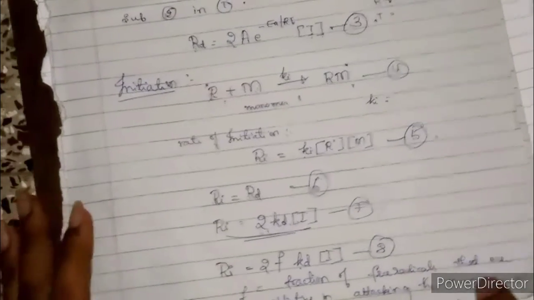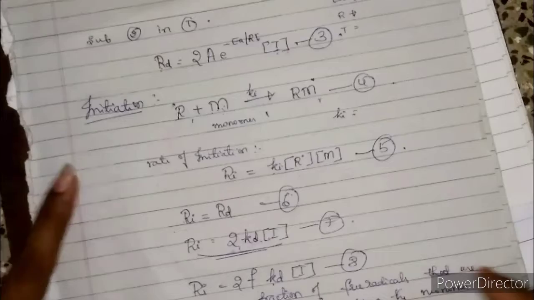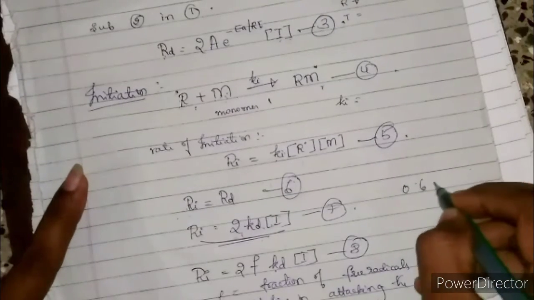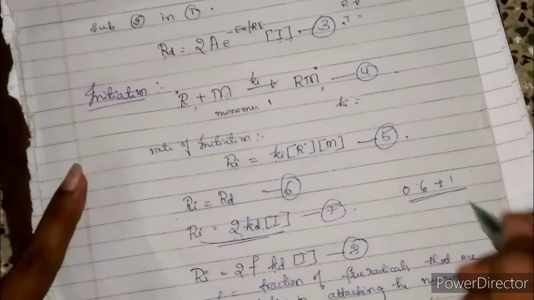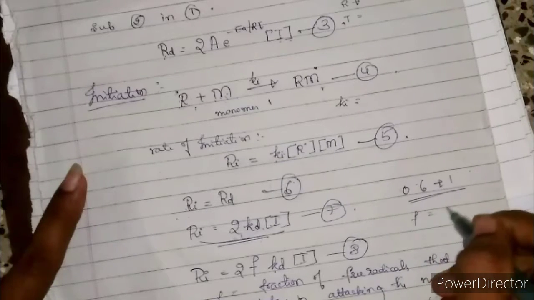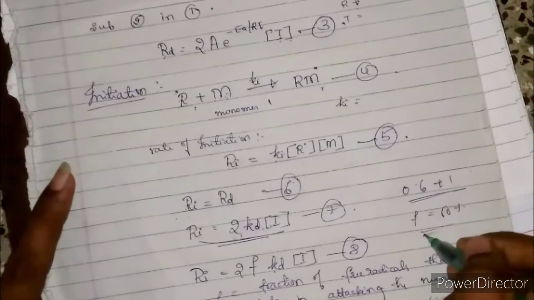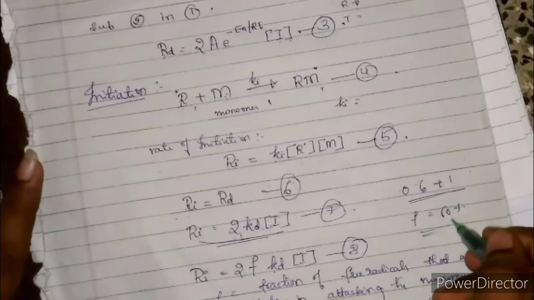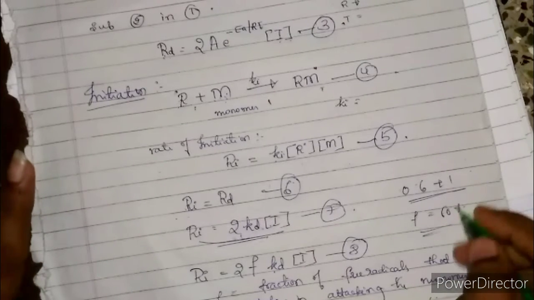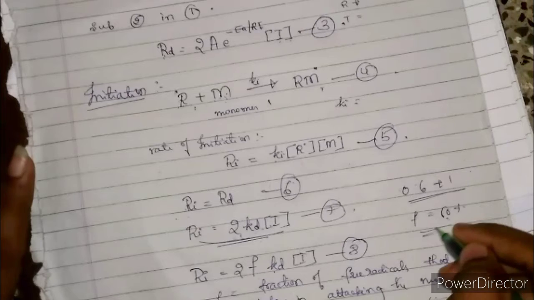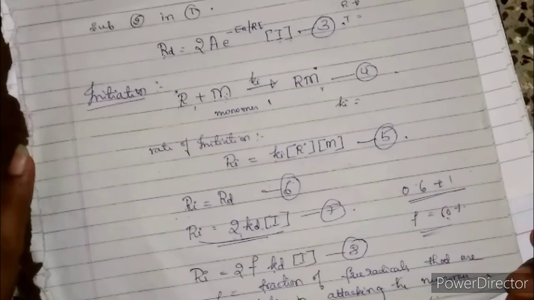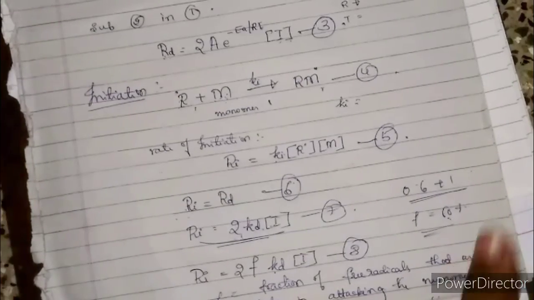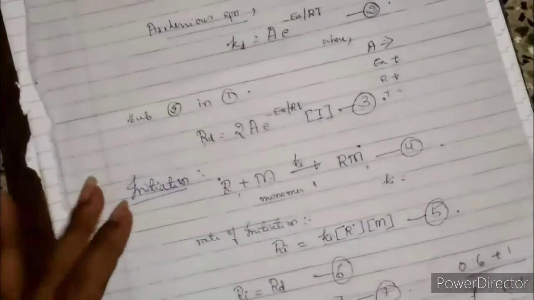The value of F ranges from 0.6 to 1. That means if the value of F is 60%, out of 100 only 60 are effective in attacking the monomer, while the other 40 are wasted because of some side reactions. Now we will write the propagation.